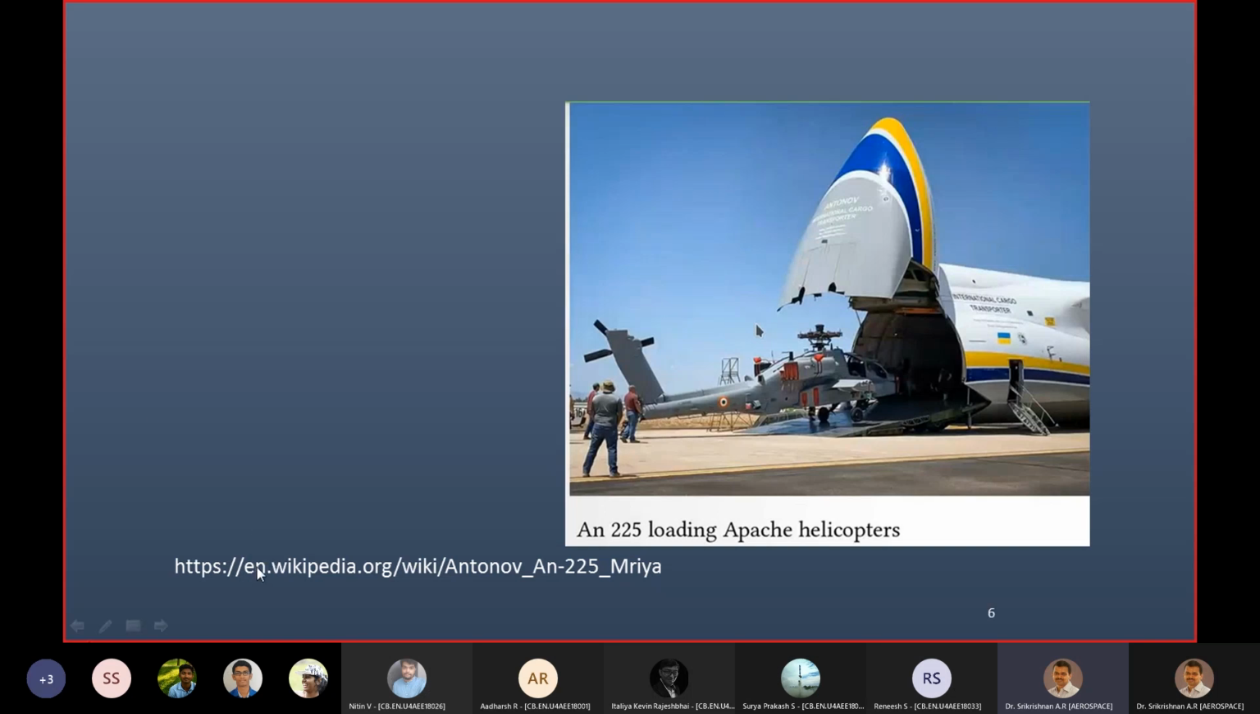I have even a YouTube link there. You can see that later. Nothing special about that. It just shows the takeoff of this huge aircraft, which by itself is quite a view to see.